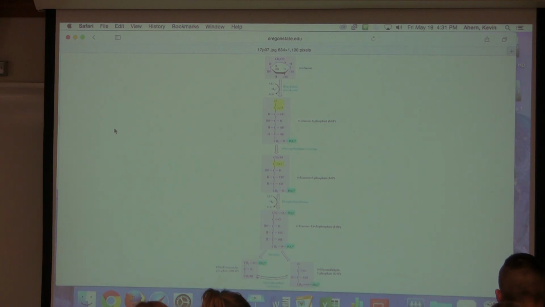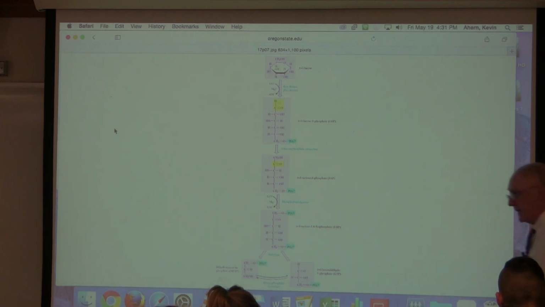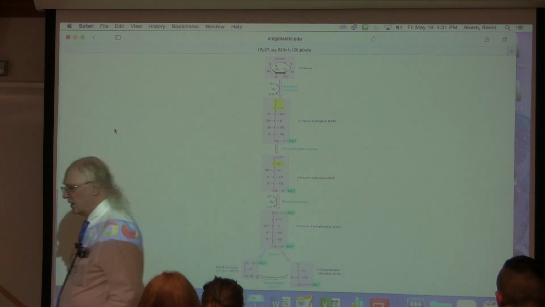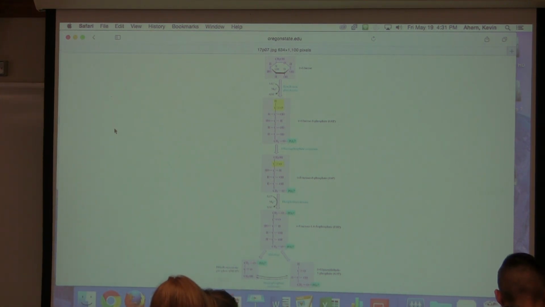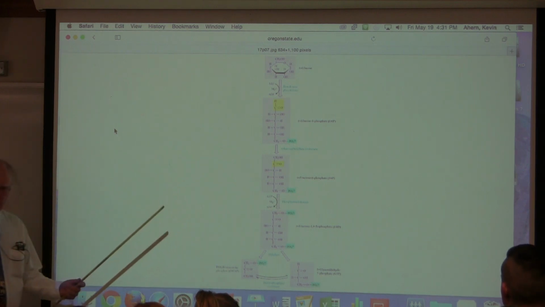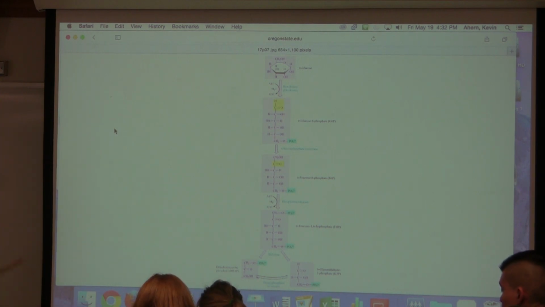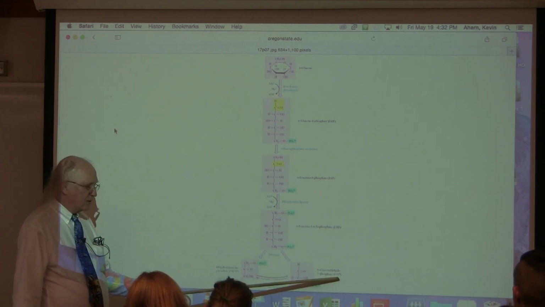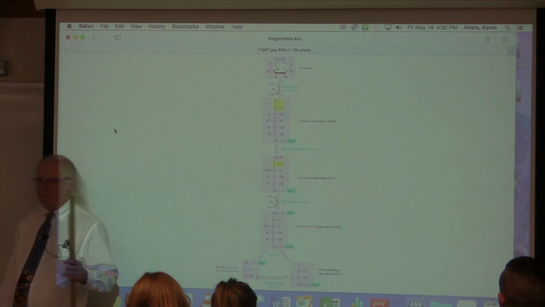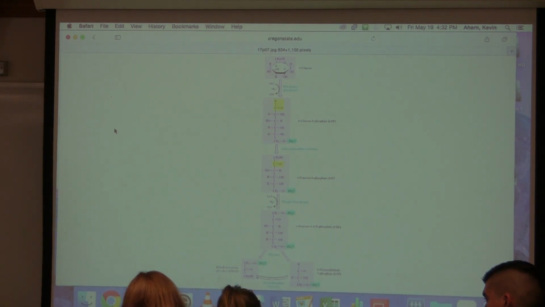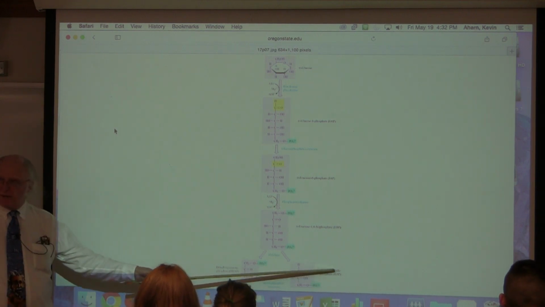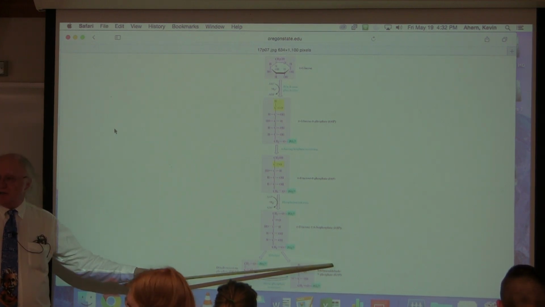Aldolase. A-L-D-O-L-A-S-E. So the 2 molecules that are produced by the action of aldolase are, I'm just going to give you the abbreviation because that's probably what you're going to call it, DHAP, dihydroxyacetone phosphate. P is for phosphate. The other molecule is known as glyceraldehyde 3-phosphate, or what I like to call G3P. The 2 that come out are not the same. One gets changed into the other in the next reaction. So DHAP and G3P. G3P, glyceraldehyde 3-phosphate.